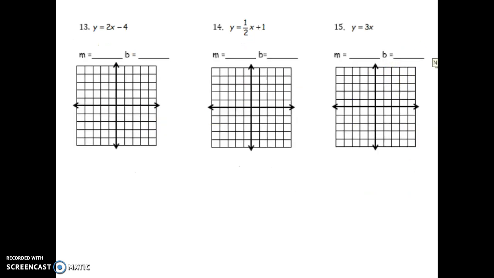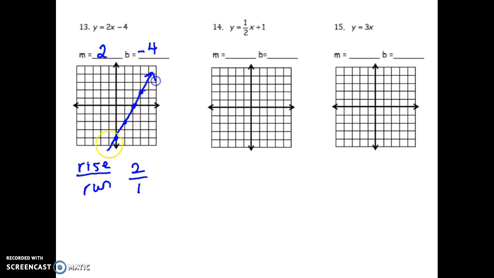Okay, now from here, we've got number 13. Number 13 says y equals 2x minus 4. My slope is 2. My y-intercept is -4. So we're going to start at -4. 1, 2, 3, 4. And my slope is 2. Rise over run would be 2 over 1. So we're going to rise 2 and over 1. Rise 2 over 1. Rise 2 over 1. So it should look like that.